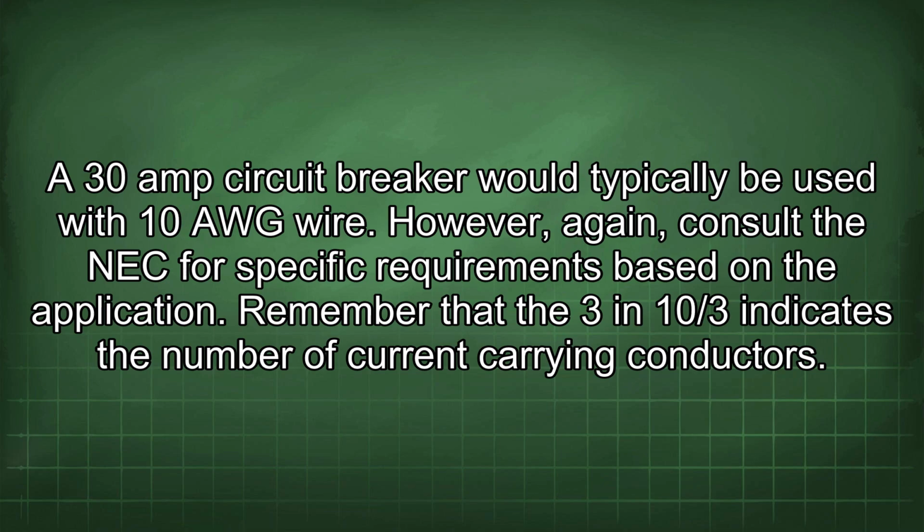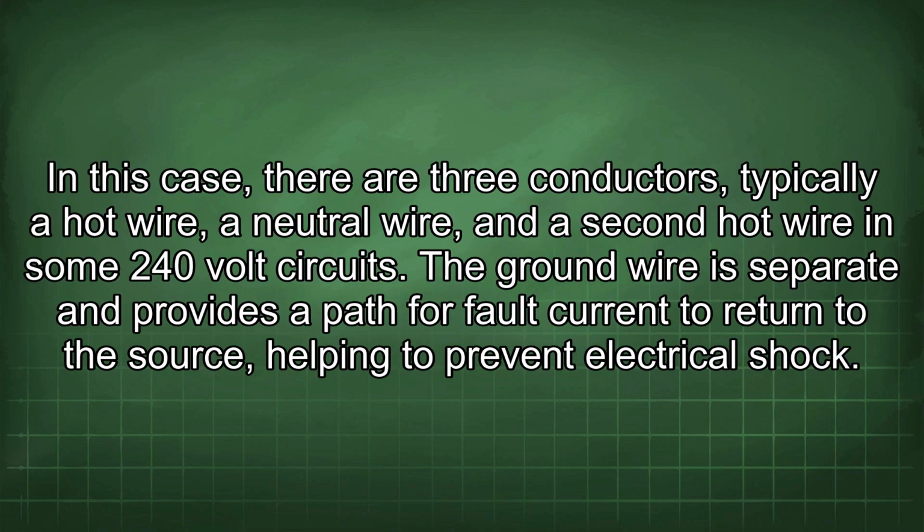Remember that the 3 in 10/3 indicates the number of current carrying conductors. In this case, there are 3 conductors, typically a hot wire, a neutral wire, and a second hot wire in some 240 volt circuits. The ground wire is separate and provides a path for fault current to return to the source, helping to prevent electrical shock.